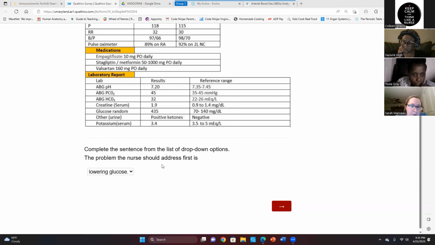And the pulse is up. So would the volume be important? Yes, the volume is actually the most important. So the priority is to restore the volume so that they can get adequate perfusion.